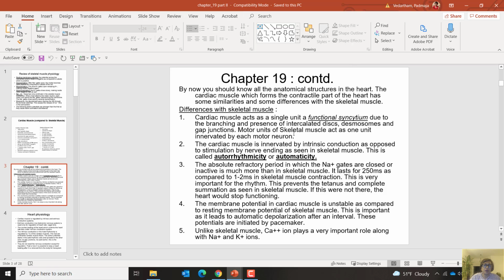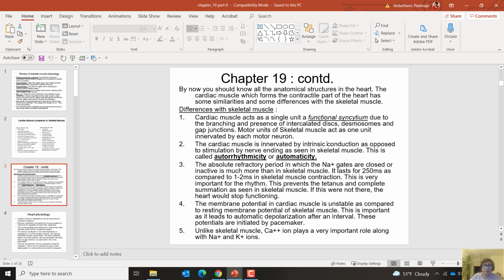Now let's talk about some of the major differences, and let's focus on cardiac muscle now. Cardiac muscle works as one single unit. This is called a functional syncytium, and it's made possible because of the presence of gap junctions between the cells, and the ions can move from cell to cell to cell, and we will talk about that. So cardiac muscles have intercalated discs, desmosomes, and gap junctions. All three of them are very, very important.